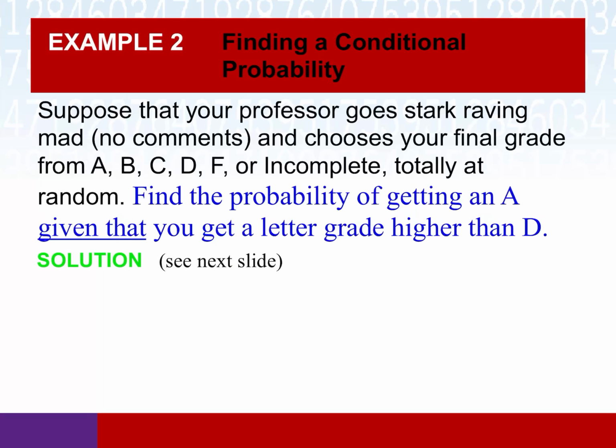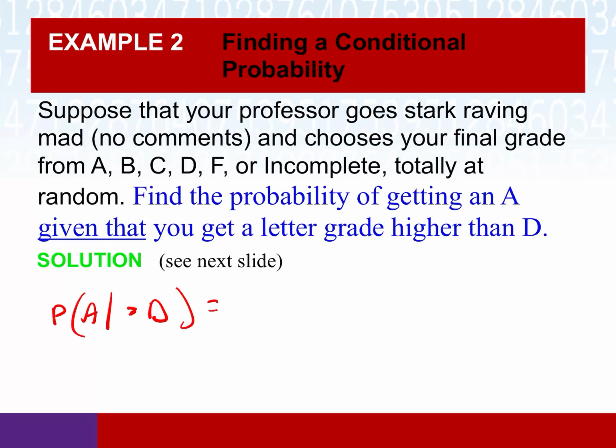Find the probability of getting an A given that you got a letter grade higher than a D. In other words, you go in to see your professor and you say, hey, what grade am I gonna get in this class, since I've heard you decide on grades totally at random. Okay, I know, crazy scenario. So you're talking to the professor and he says, well, let me give you a hint. You got a grade higher than a D. Well, that's your condition, okay? So you're looking for the probability that you got an A given that your grade is greater than a D.